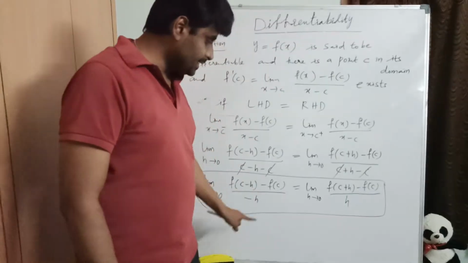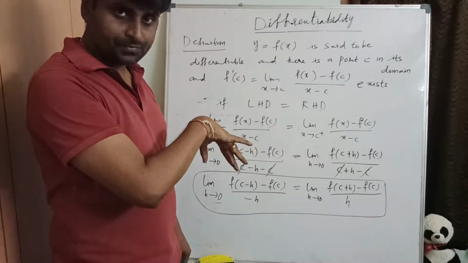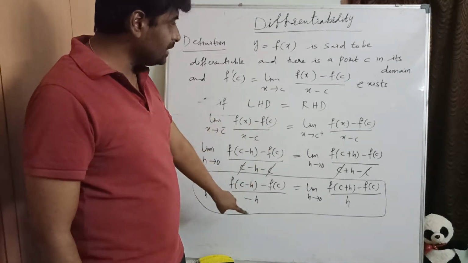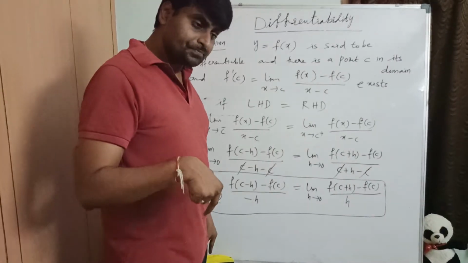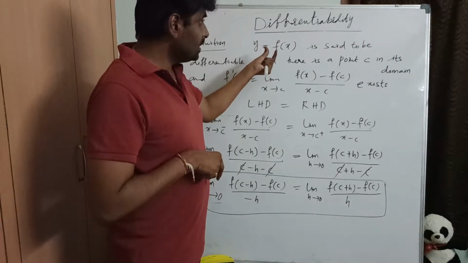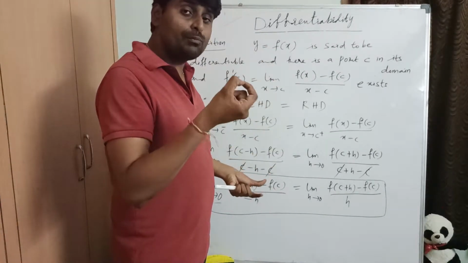This condition we are going to prove graphically also, for the meaning of differentiability. As we discussed, differentiability means derivative, which is the slope of the tangent.